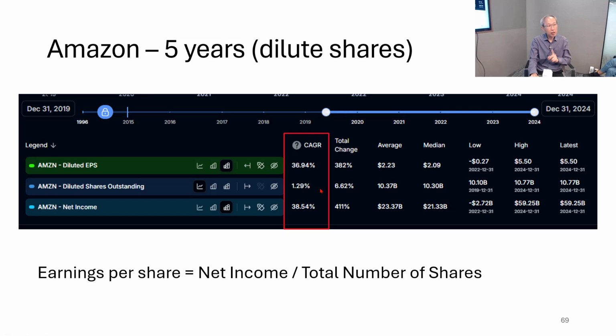Can anyone tell me why they dilute shares? Why are the shares increasing? Why are they diluting their shares by increasing the share count? Anyone? Darren? Employee shares. Yes, employee shares, very common. That means they give their employees shares.